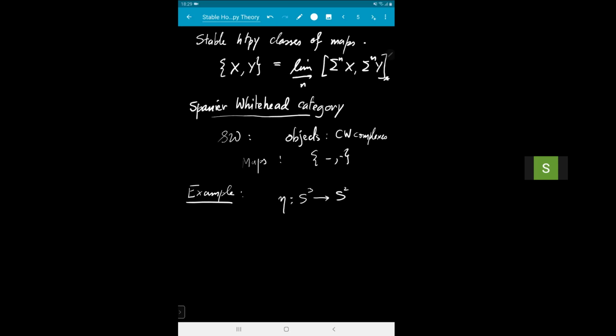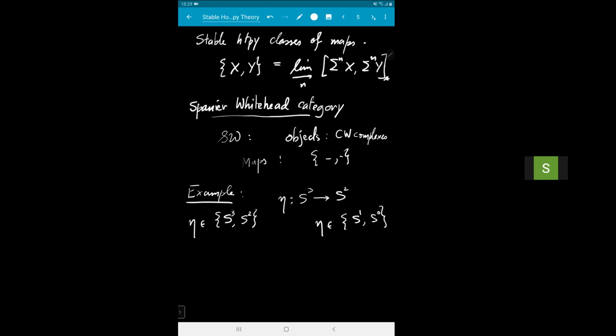Now I can view this as a map from S3 to S2, but I can also view it as an element from S1 to S0, because you are just taking the direct limit of sigma n x, sigma n y. So this eta actually belongs to sigma 2, it is a map from sigma 2 s1 to sigma 2 s0.